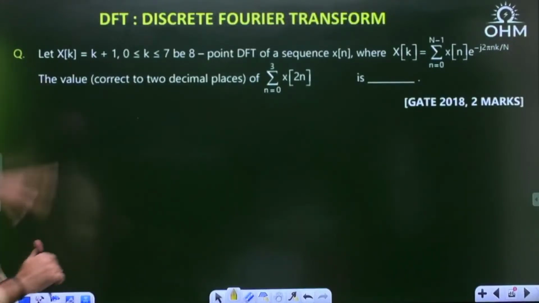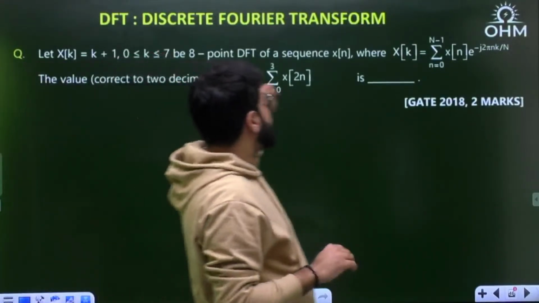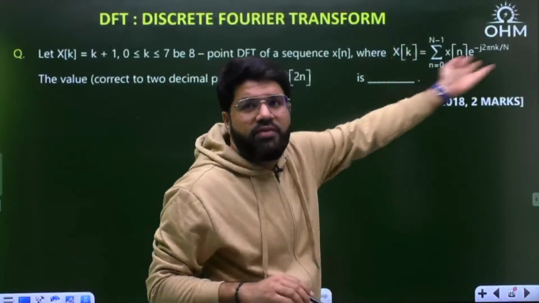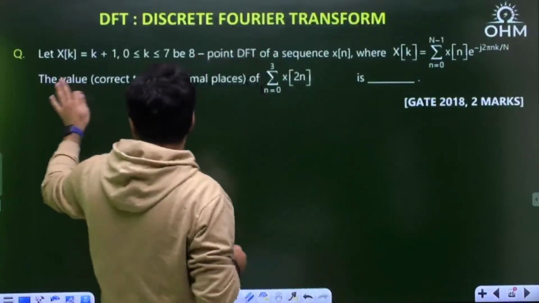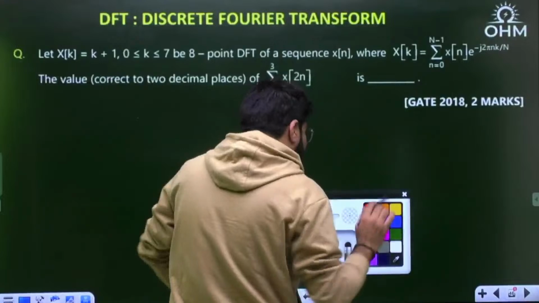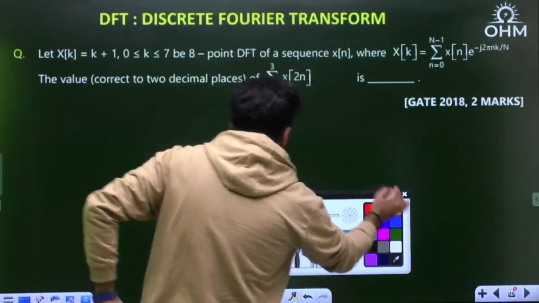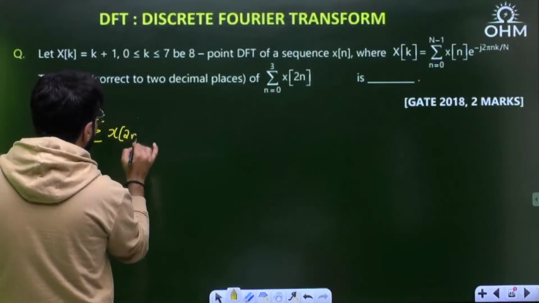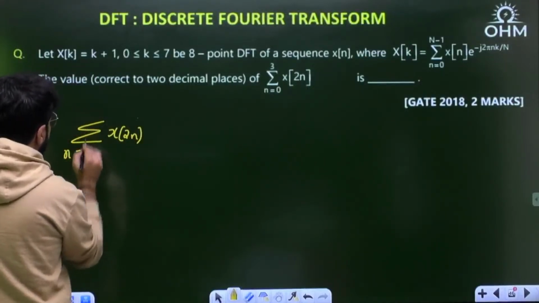Okay, xk is k plus 1. The DFT is given of a sequence xn, and this is the DFT formula which we already know. They have given the DFT formula. What is the value, correct up to 2 decimal places, of the summation of x(2n)? See what they want. Let me write that first. They are looking for the summation of x(2n) from n equal to 0 to 3.